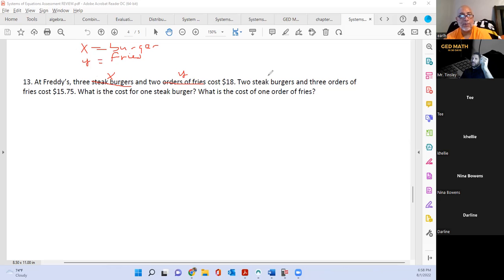2 steak burgers, so 2X, 3Y. So what's going to be my first equation? Should be 3X plus 2Y equals 18. That's my first equation. So first step, identify your variables. Okay. My second equation is going to be what?